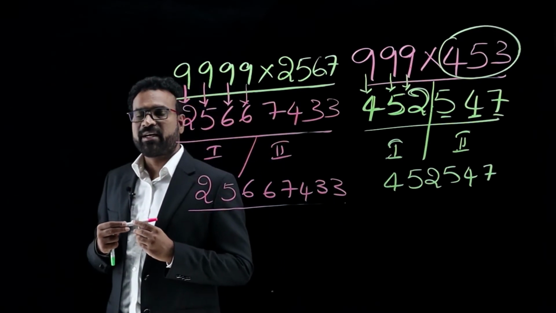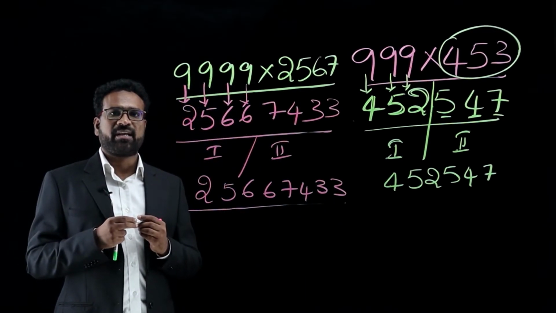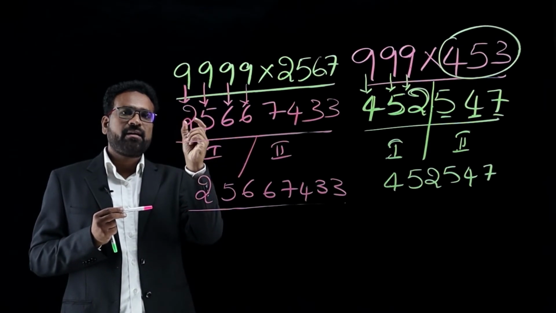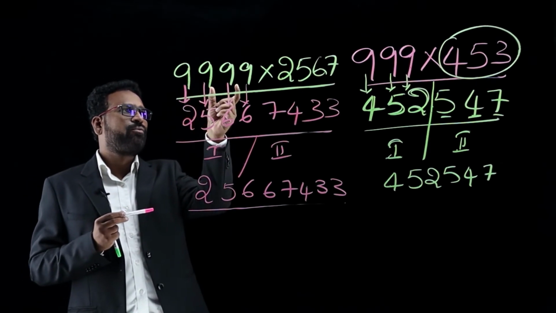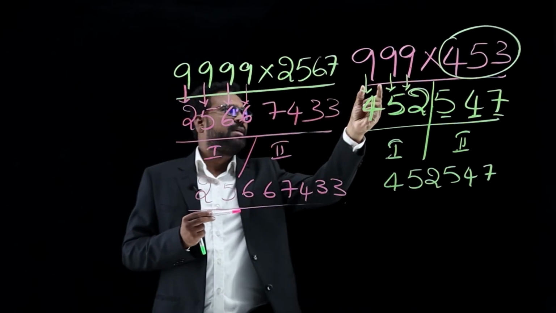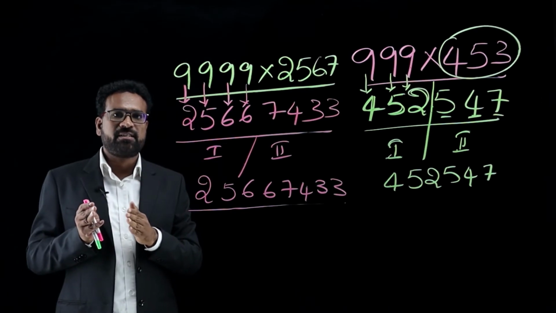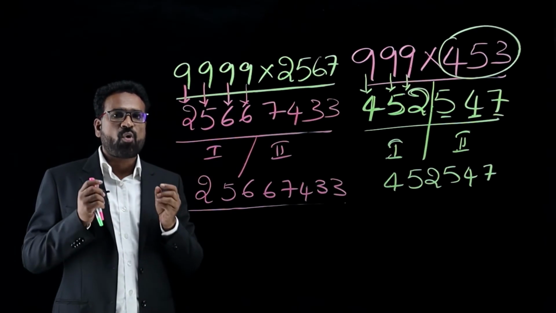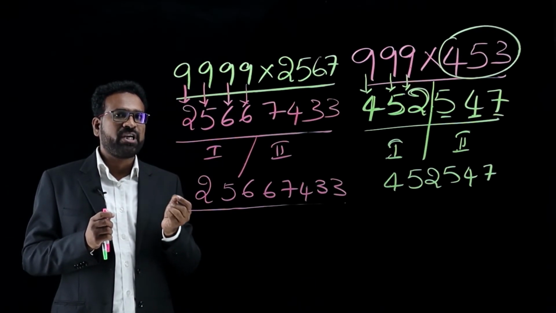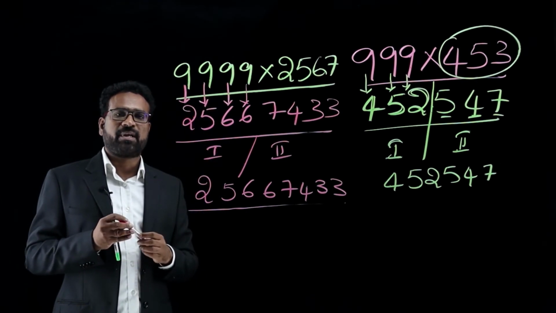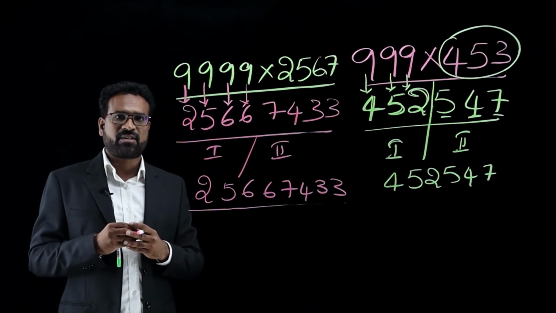This method can be applied when we have 9s in the multiplicand. And there should be equal number of digits in the multiplicand and multiplier. See here, we are having 4 9s and 4 digits. Here 3 9s and 3 digits. Like this, we should have equal digits in the multiplier and multiplicand. Now what happens if we don't have equal digits in the multiplier and multiplicand and there are no 9s in the multiplicand? That I will teach you in the next class.